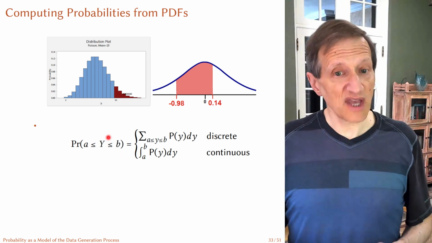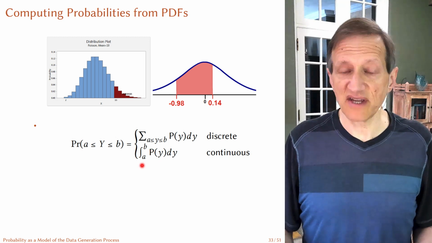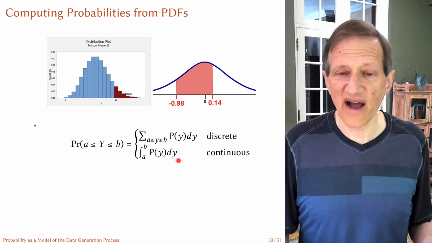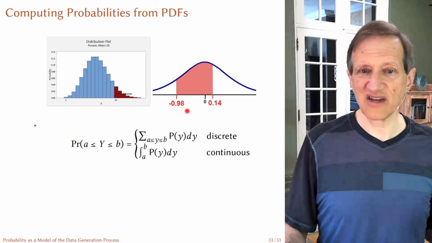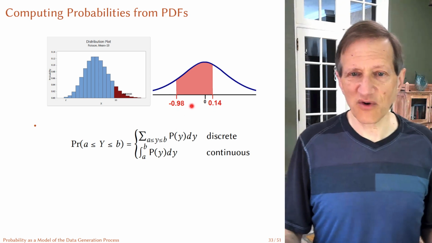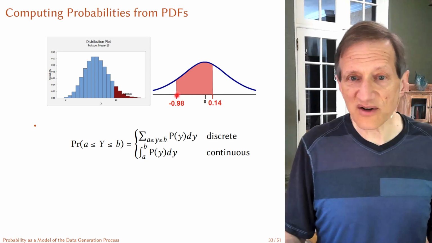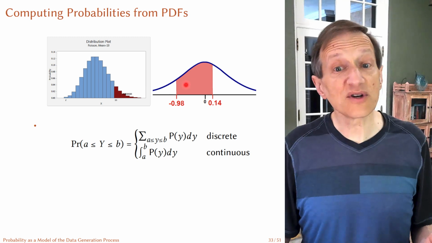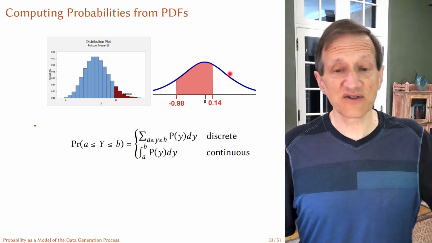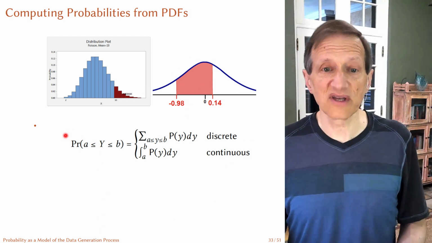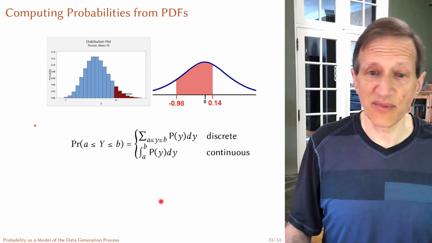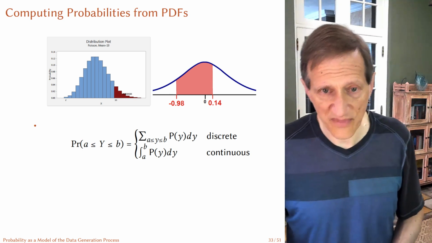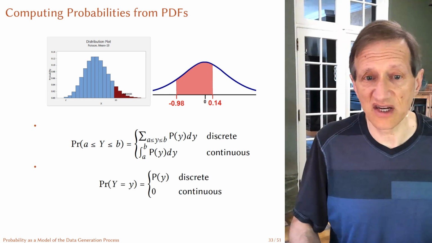In the continuous case, what do you do? Well, you actually have to take the integral. You scoop from a to b over the dimension y. And here's an example from minus 9.8 to 1.4. You scoop from one to the other, from there to there. And you just figure out the area under the curve here. And that area, as a fraction of the total area, is the probability that y is between a and b. In this case, between minus 9.8 and 1.4. So that's exactly how you do it in each case.